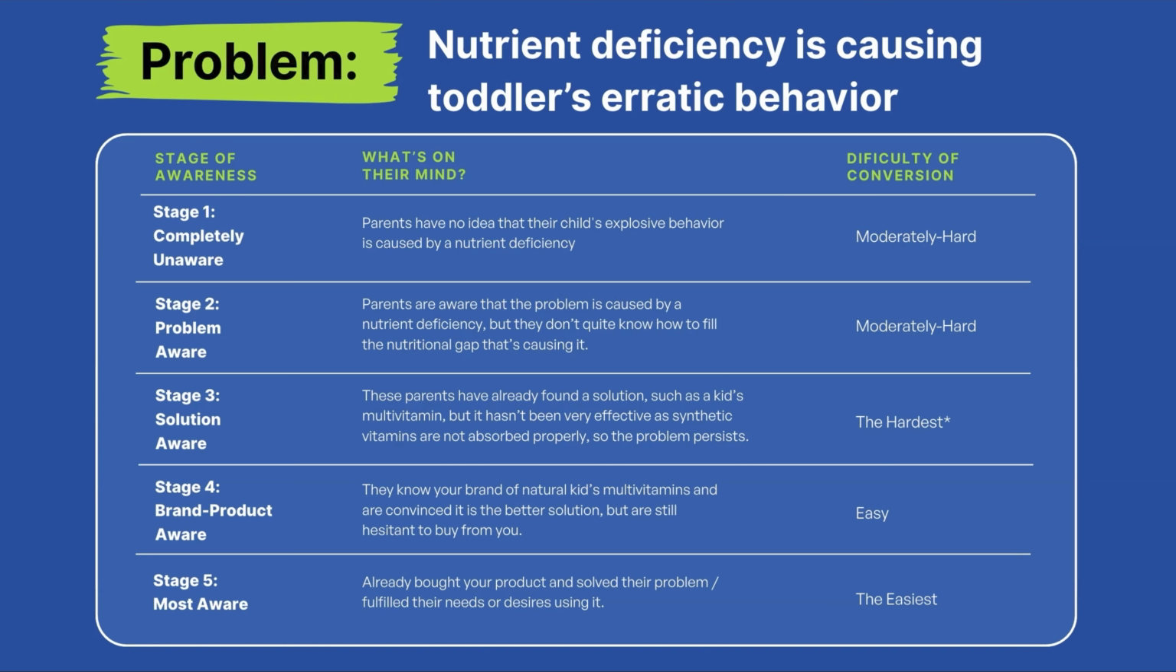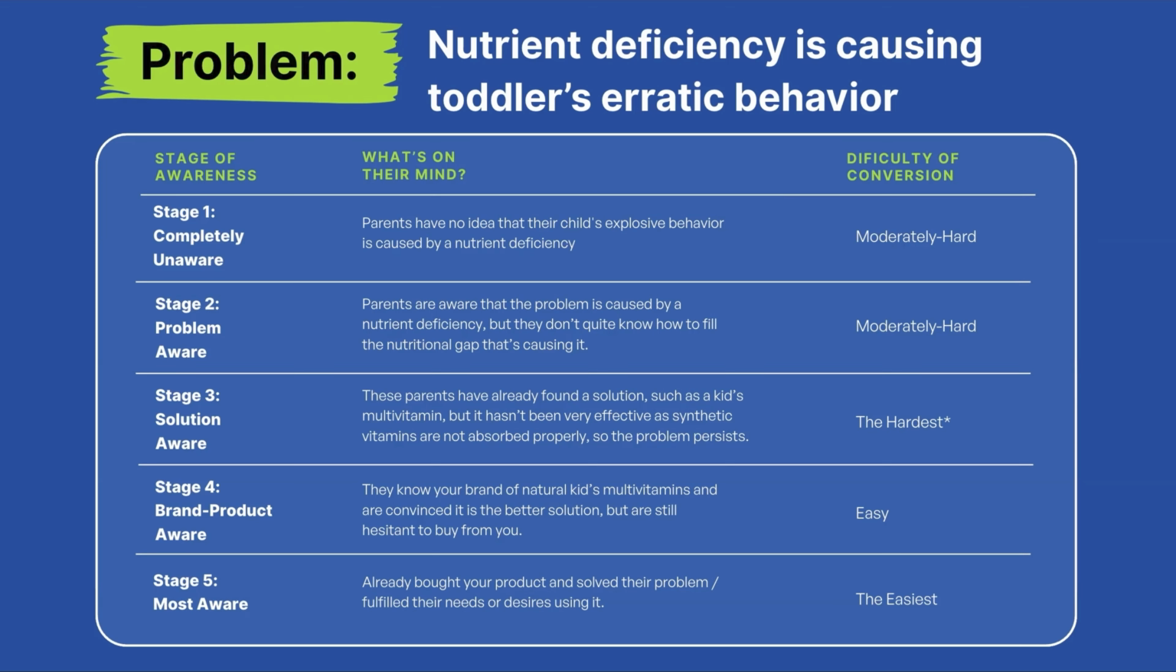In Stage 3, these parents have already found a solution, such as a kid's multivitamin, but it hasn't been very effective as synthetic vitamins are not absorbed properly, so the problem persists. This is the hardest stage of awareness to convert, and I will explain why in the next slide.